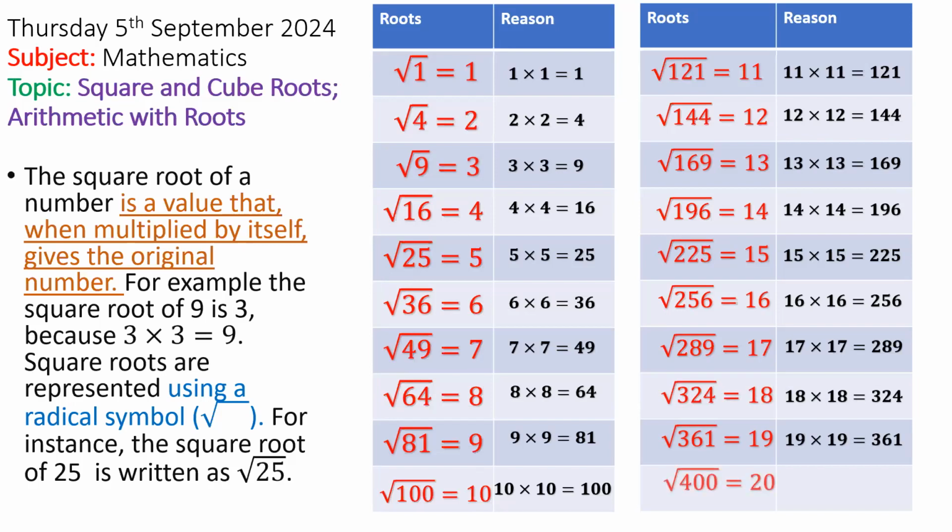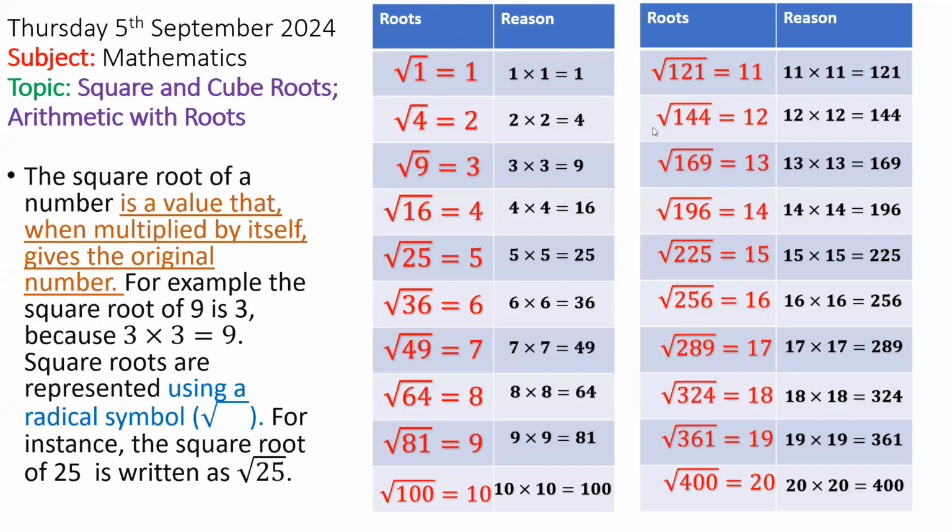20, because 20 times 20 is 400. Very good. So these are your square roots of perfect squares. So 1 is a perfect square, 4 is a perfect square, like we saw in our last slide. 9 is a perfect square, 16 is a perfect square, and so on. And so that means that when we take the square root of these numbers, we get a number that when we multiply by itself, it gives us the original number.